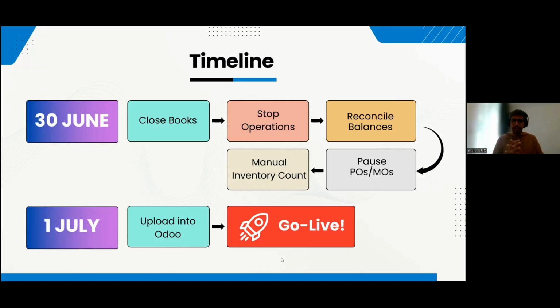So these are all the activities that we need to do. And on 1st July, we will upload it into the staging server or the production server, check it once thoroughly, and then we make the system live. That's how we are going to plan it. So this is how usually it will be planned.